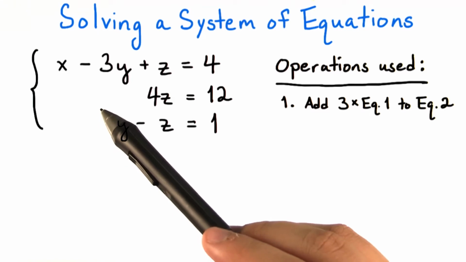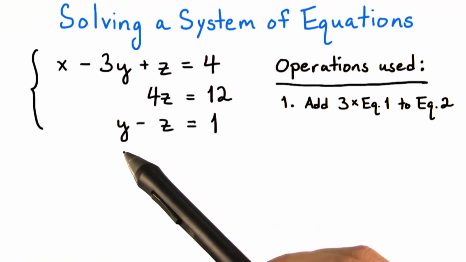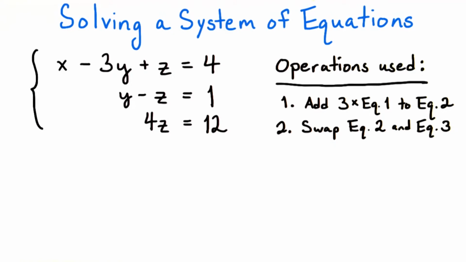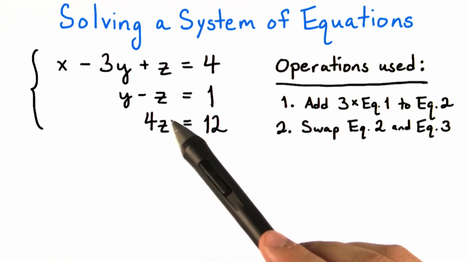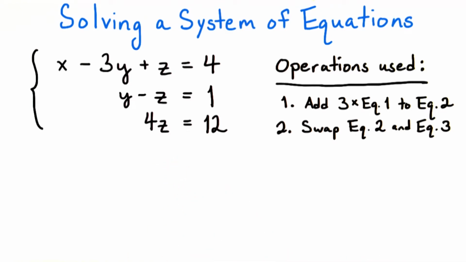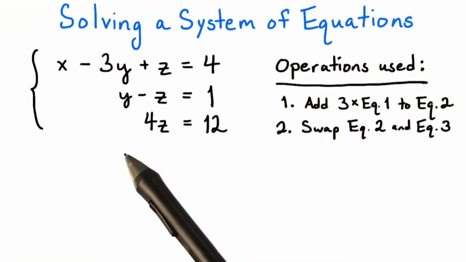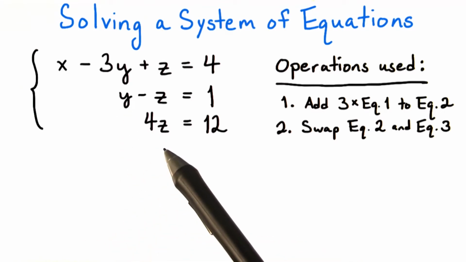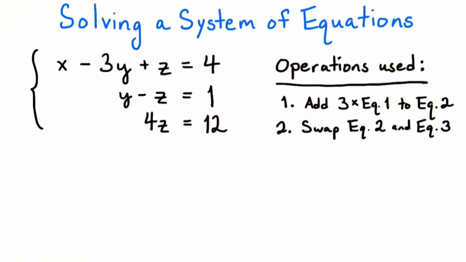Then we can swap the second equation for the equation with the y term. In this case, we'll swap equations 2 and 3 to get a y term in the second row. Again, this is one of our valid equation operations. Now the second equation is y minus z equals 1, and the third equation is 4z equals 12. We have no y terms underneath the second equation, so there are no more terms to clear. Finally, since we're at the bottom equation, there are no terms underneath the z term in the third equation.